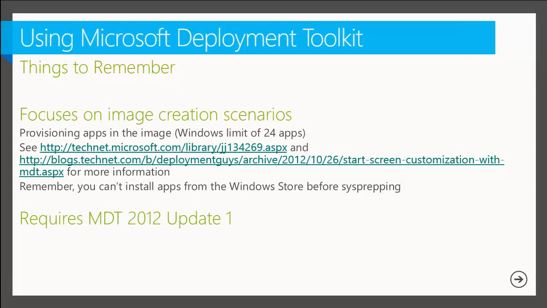So MDT does focus on image creation, provisioning apps in the image. There is a limit of 24. There are some blog entries on the Deployment Guys blog, as well as some TechNet documentation that talks about the corresponding tasks that you might want to do to customize the start screen. Customizing the start screen allows you to arrange the icons the way you want, allows you to put names to the groups, to do whatever layout you want, and persist that so that when that operating system is deployed, you will actually retain those settings for all new users.